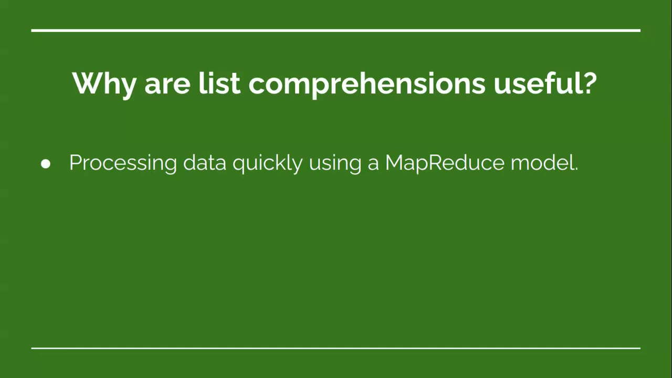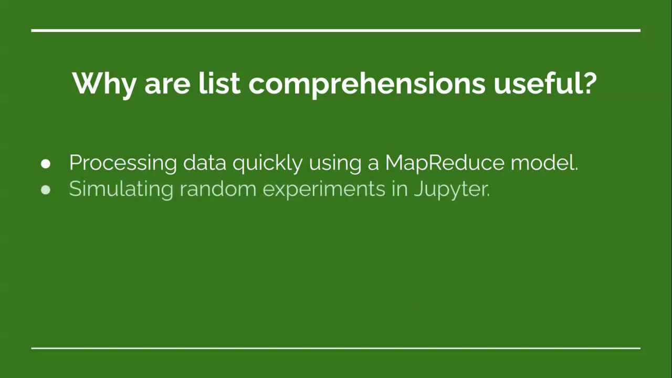Processing data quickly using a MapReduce model. Imagine you are processing some data, and you want to get a few quick insights out of it. You can quickly filter your data and map some transformation function over it within the comprehension, and then you can apply Python's reduce function to the resulting list.